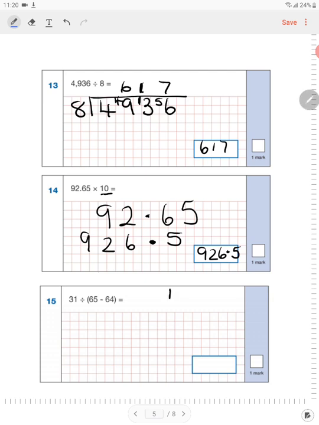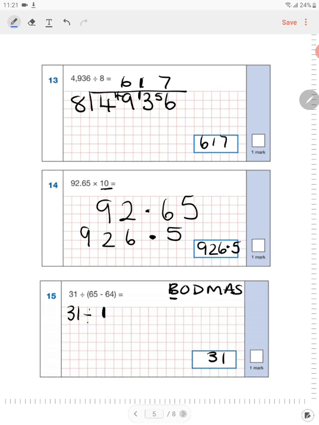Okay, this is BODMAS. Hopefully most of you recognised it. So the B in BODMAS is brackets. So that's the first thing I have to do. I have to do my brackets first. So 65 subtract 64 gives me 1. Then I'm going to carry on and do the same calculation. So 31 divided by 1 gives me 31. So that's nice and easy.